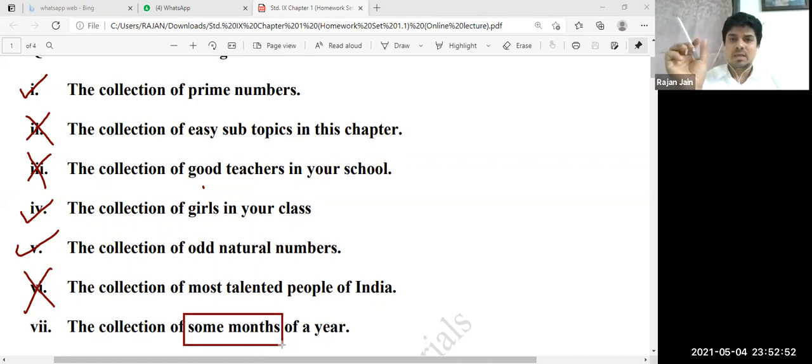So "some months" is not a specific collection. Given a particular element, you cannot decide whether it will be a part of that collection or not. Hence, you say that it is not a set. Up to here, I hope things are clear. Let's go ahead.